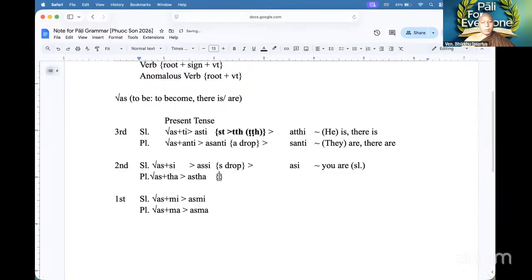But here attha. So sa tha changes to the ttha, and also in some changes to the ttha with the dot also. So that is why attha. Attha means you are, but here plural. So we don't have the 'there are' or 'you', only 'you are'.